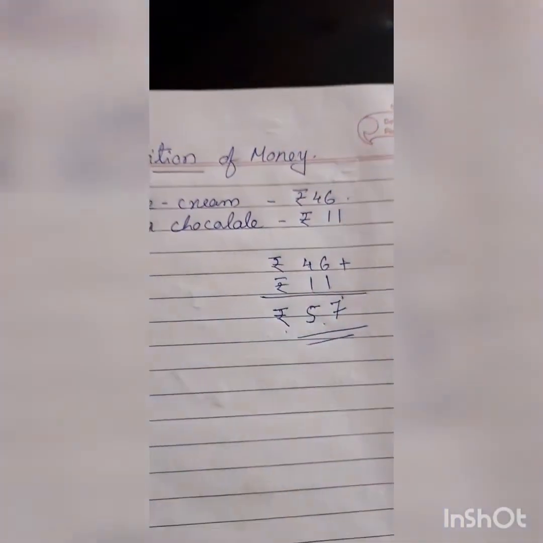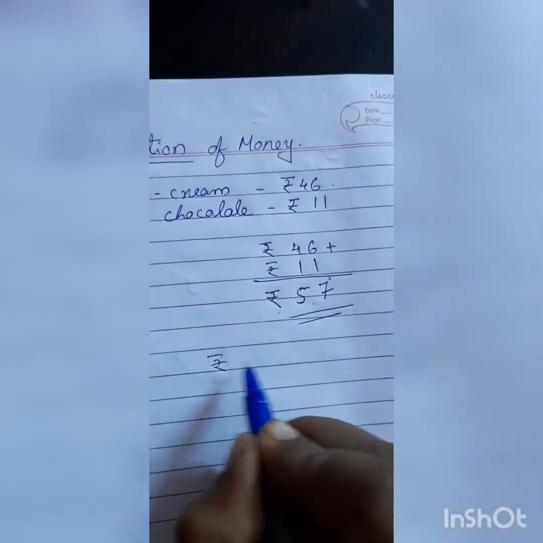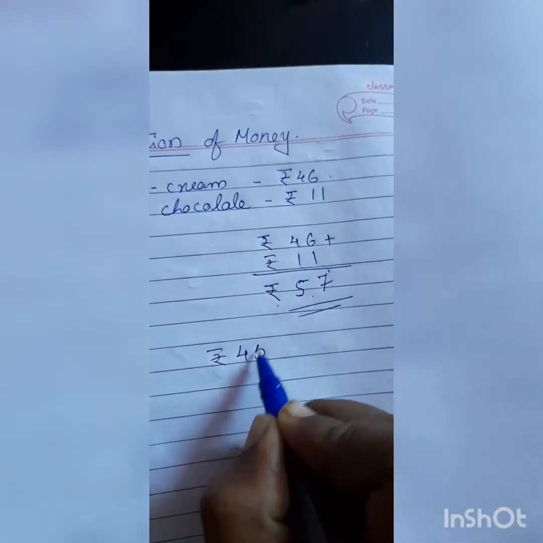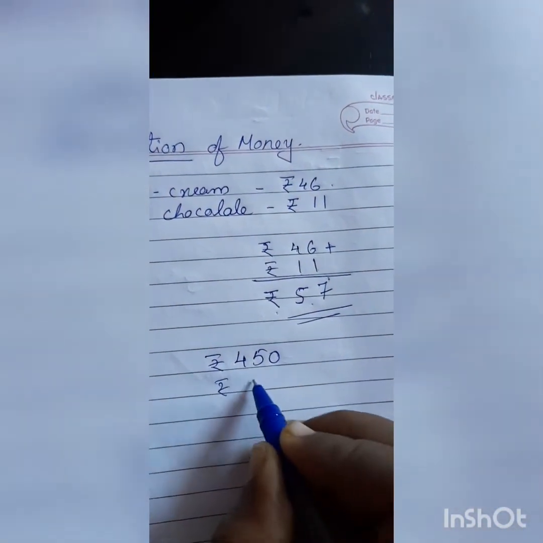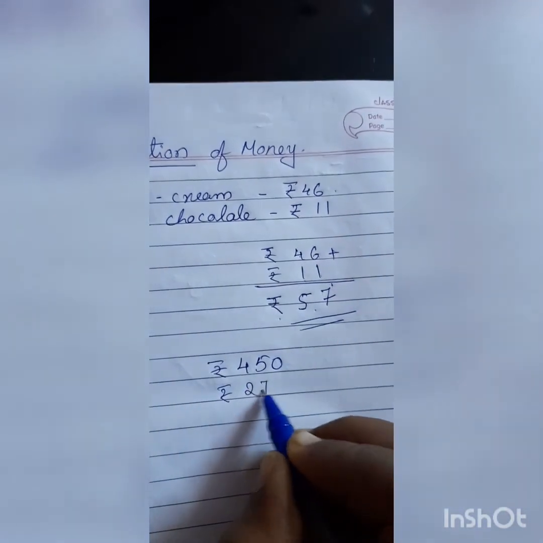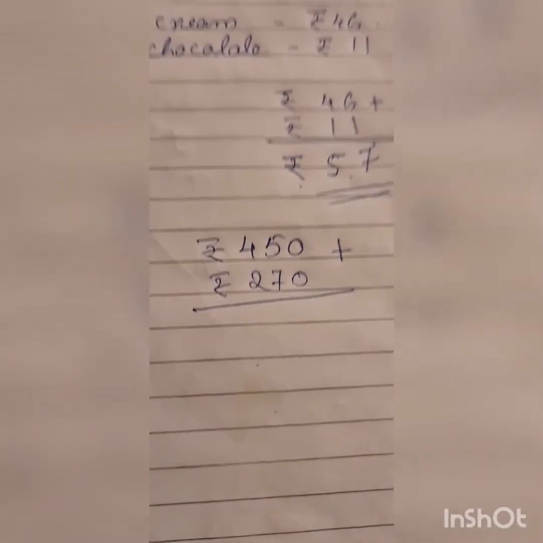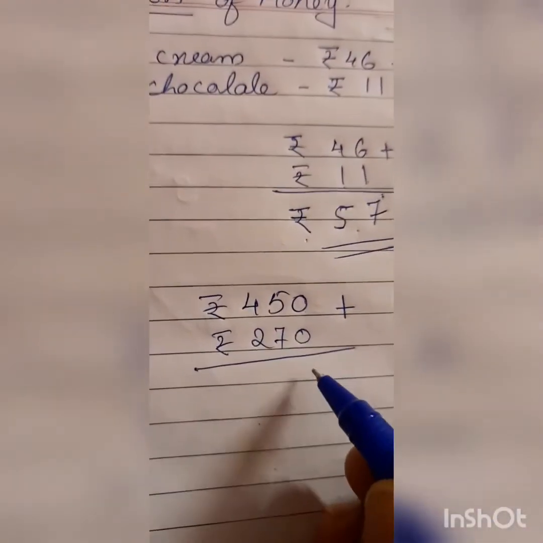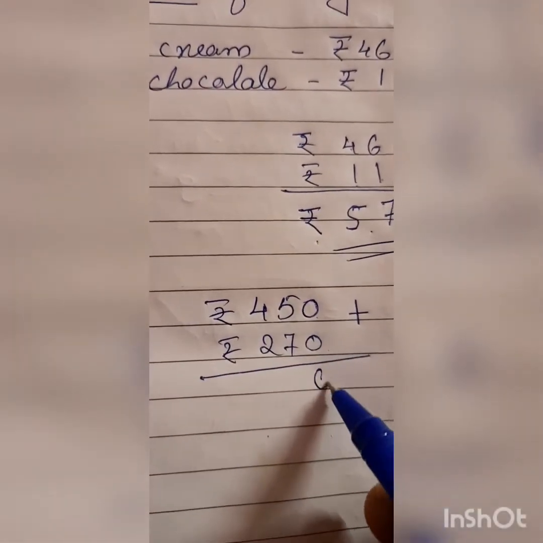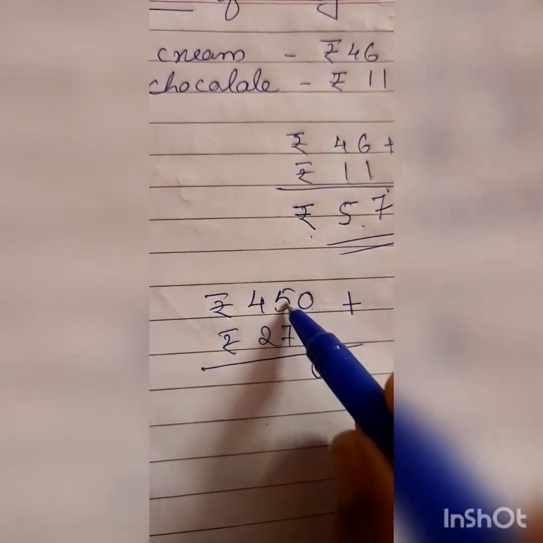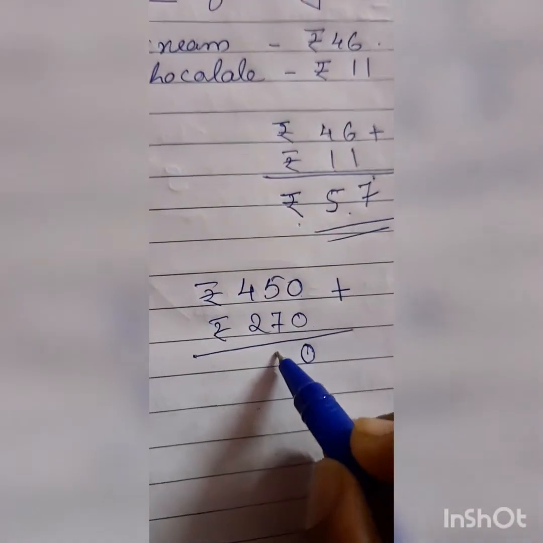The same way, another example: if I purchase one packet of rice that costs rupees 450 and a toy car for rupees 270, then what is the total cost? To find the total cost, we simply add these two amounts. 0 plus 0, yes, 0. Then 5 plus 7, that is 12.